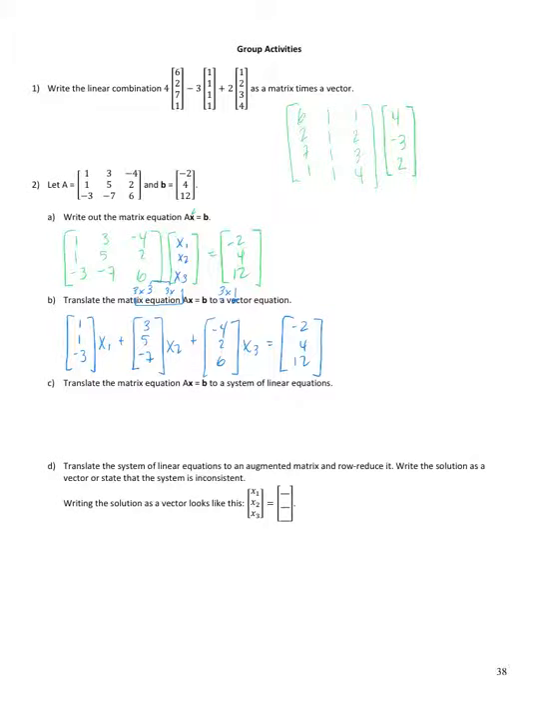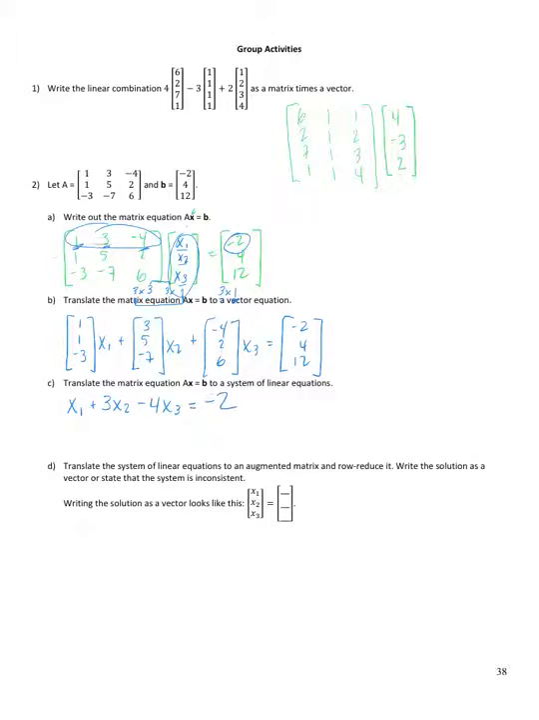Translate the matrix equation AX equals B to a system of linear equations. All right, so when you multiply a matrix times a vector, you do the row times the column. So I'm going to have X1 plus 3X2 minus 4X3. So I multiplied each entry in the row times the corresponding entry in the vector, and then I added them up. So it's the dot product of the row and the vector. And because I'm multiplying the first row times the first column, that should give me the first row, first column of the answer vector, so I get -2.